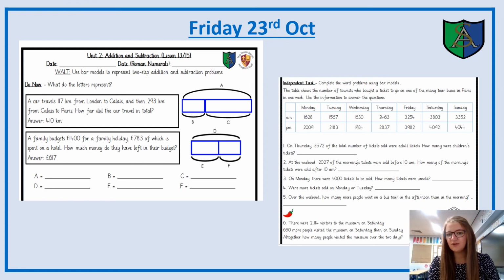I'm rounding 2,463 to 2,500. I'm rounding 2,837 to 3,000. So when I add them together, I get approximately 5,500. So my whole for Thursday will approximately be 5,500. Of that 5,500, 3,572 are adult tickets. How many are children's tickets?